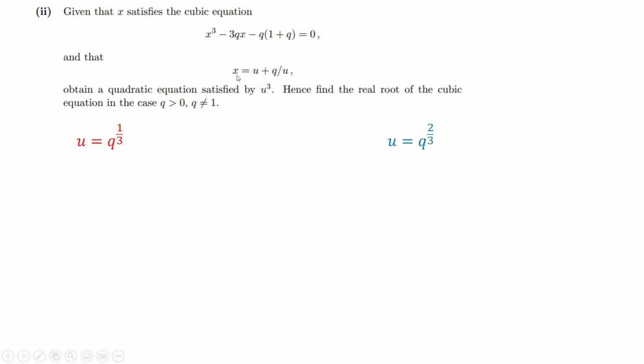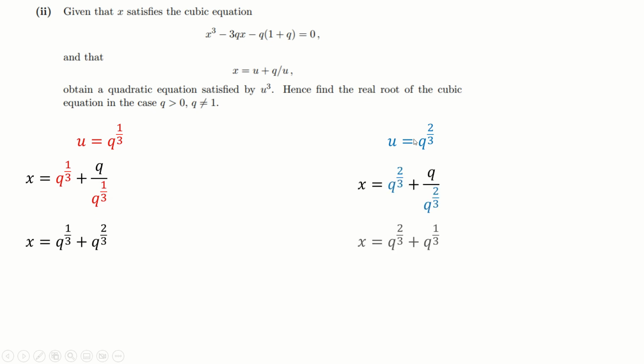Of course, we need to put the x back. x is u plus q over u, so x is u, which is this, plus q over this. q is q to the power 1, so that's q to the 2/3, and then here the same thing, which also happens to make the same thing. So therefore, it only has one real root, which is just this for values where q is bigger than 0 and not equal to 1.